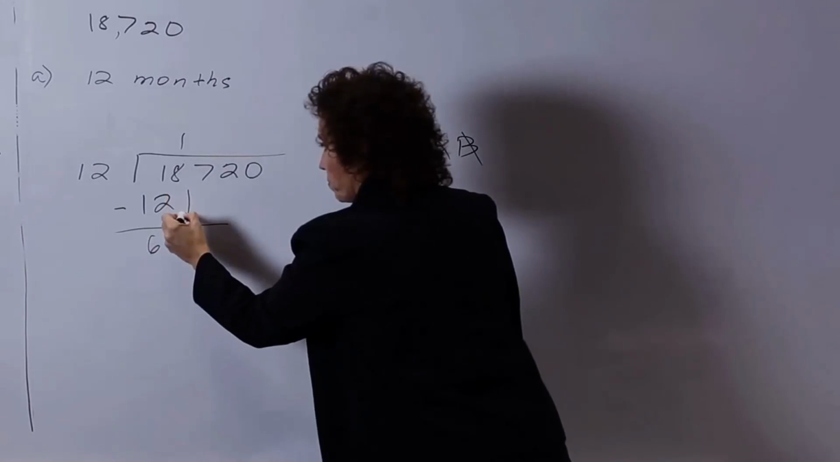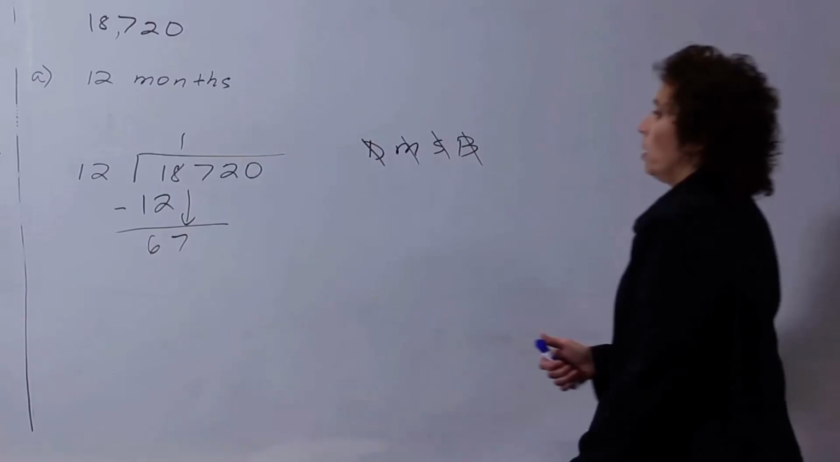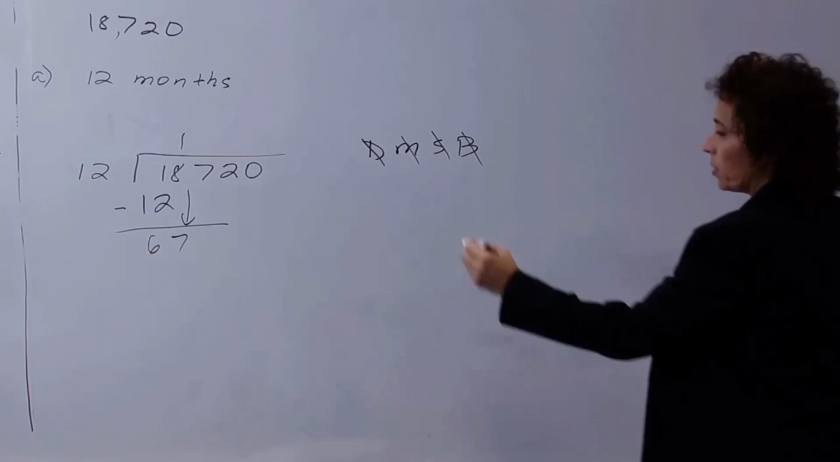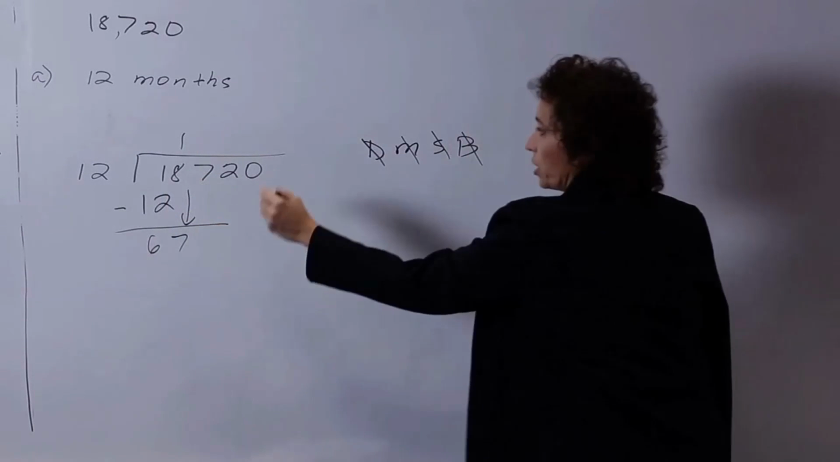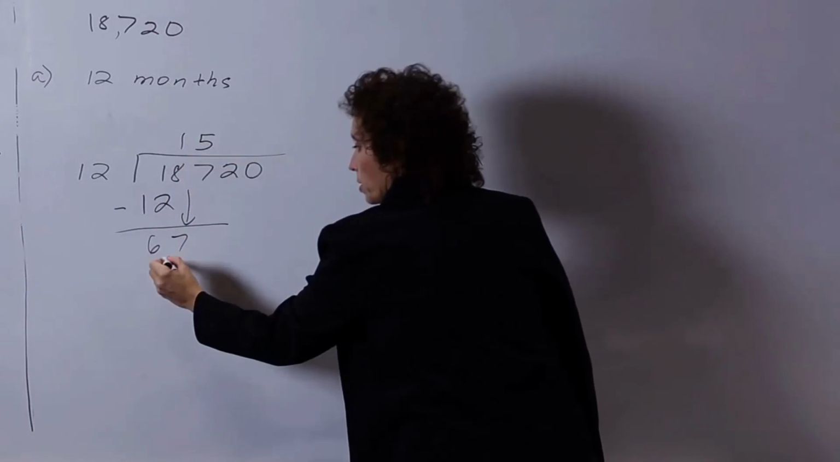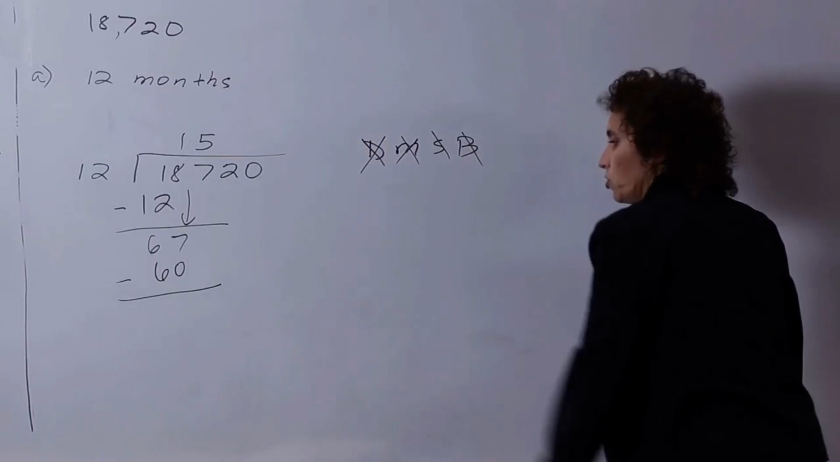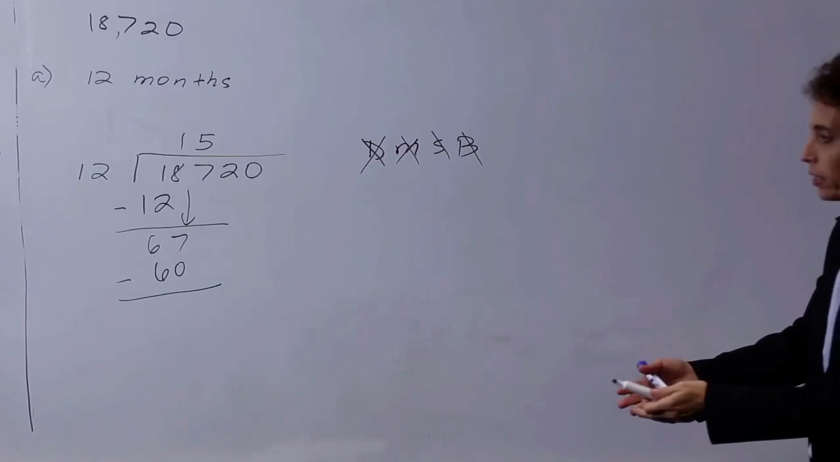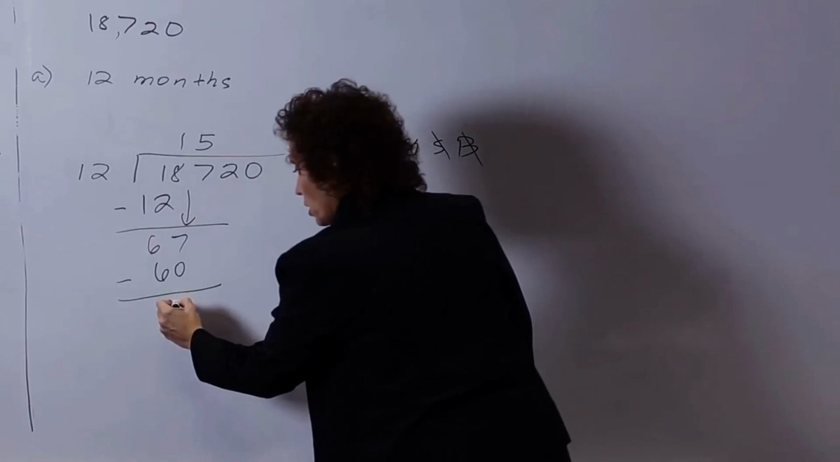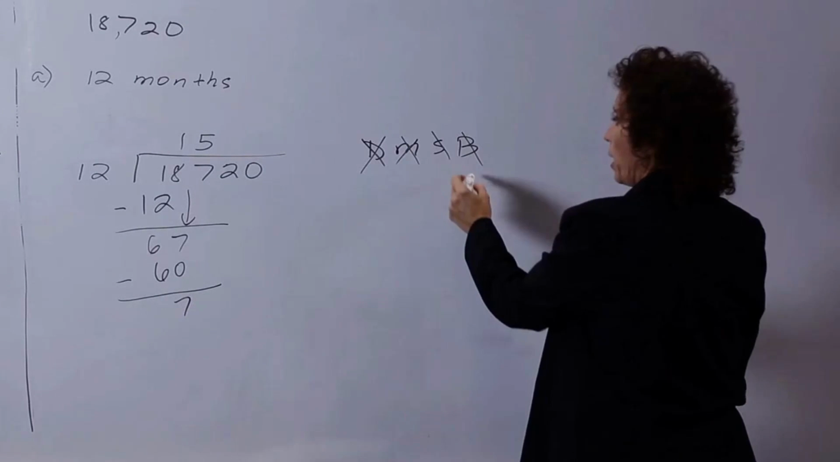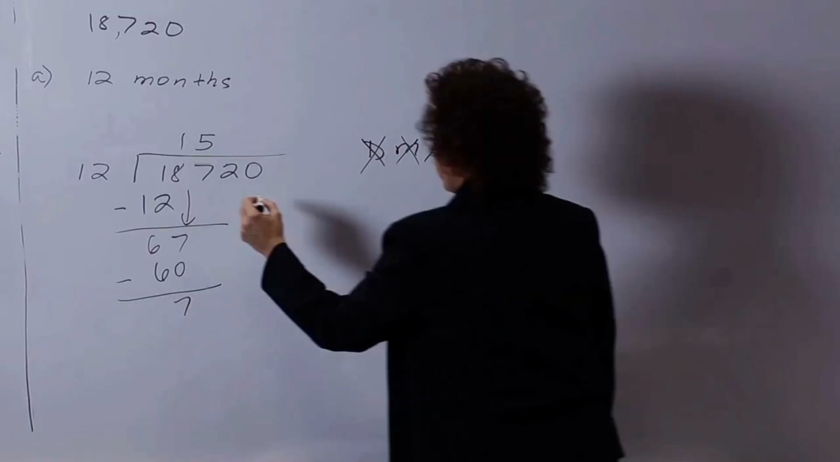Okay. Now we're going to divide again. I can do this one. 12 times 5 is 60. So that's 5. We multiply, we get 60. So there's division and a multiplication step. Now we have to subtract. 67 minus 60 is 7. Now we have to bring down.